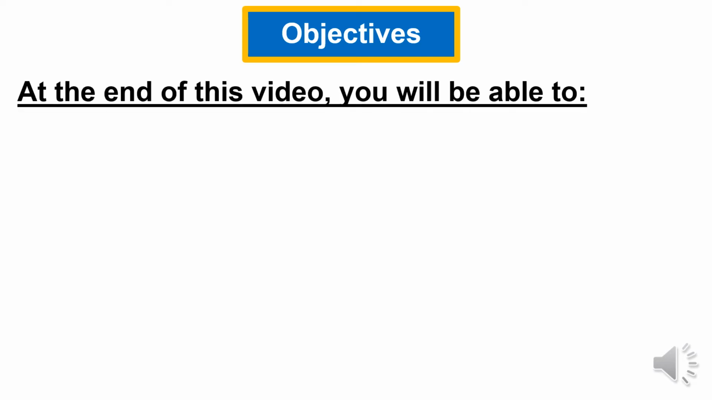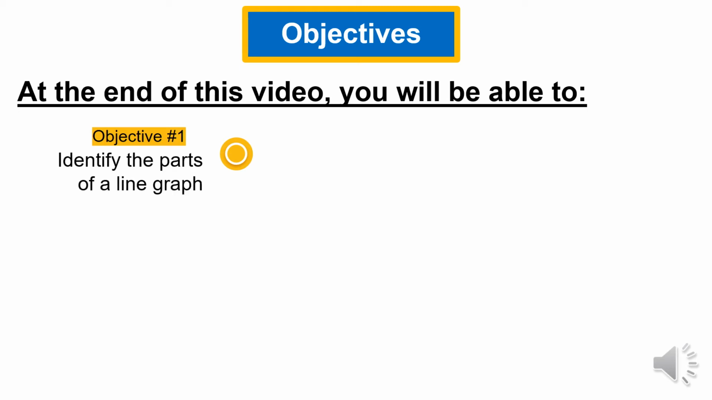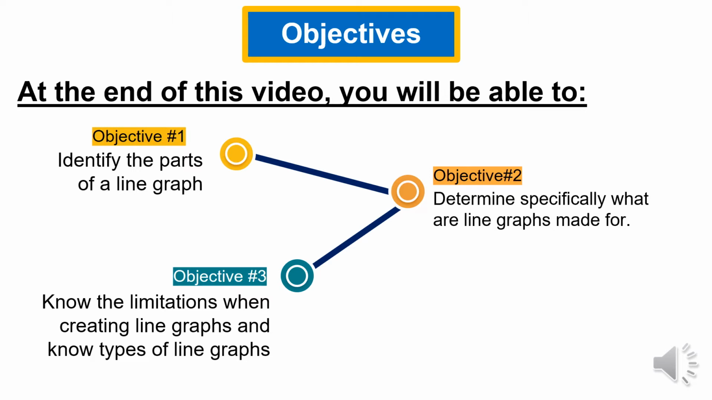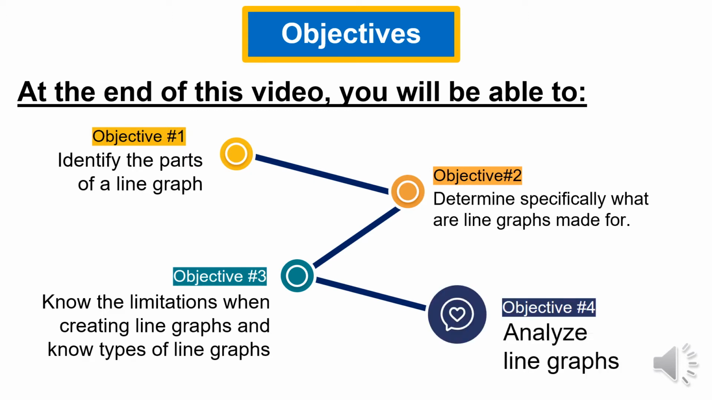Our objectives for this video are that at the end of this video you will be able to: 1. Identify the parts of a line graph. 2. Determine specifically what line graphs are made for. 3. Know the limitations when creating line graphs and know the types of line graphs. And 4. Analyze line graphs.